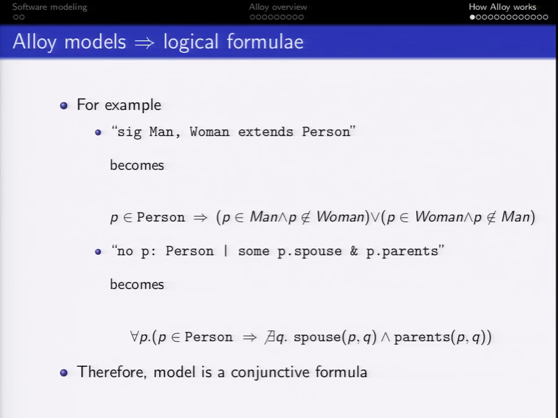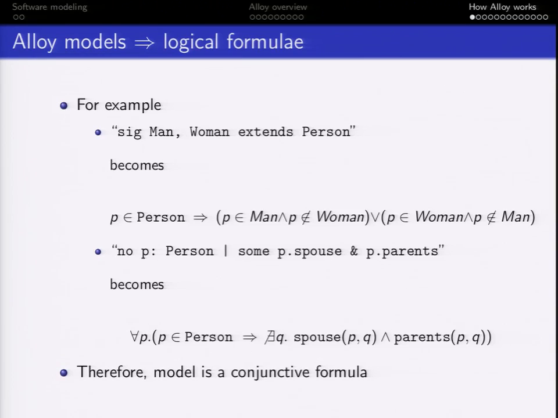Is that fine? Do you believe that this is the correct encoding of this? This is saying man and woman extend person and they're disjoint sets. This is saying every person must be a man or a woman, but not both. It's not possible that a person is neither a man nor a woman as per this rule. Right? So this is nothing but the mathematical equivalent of this.